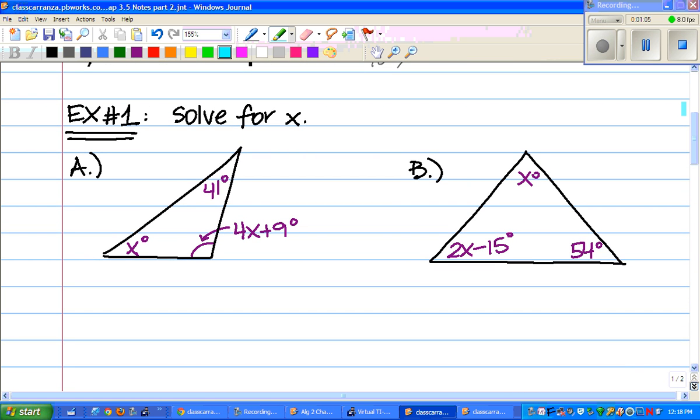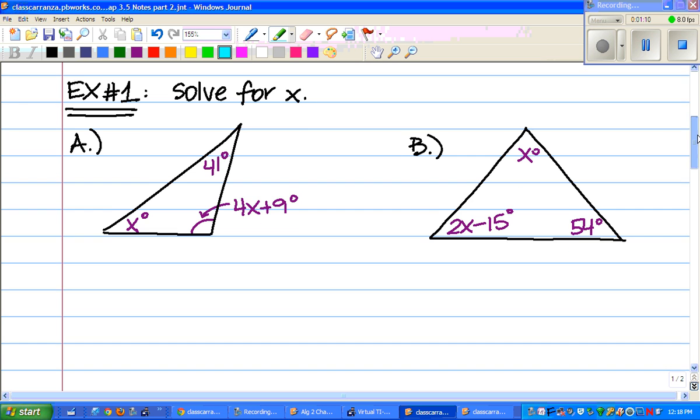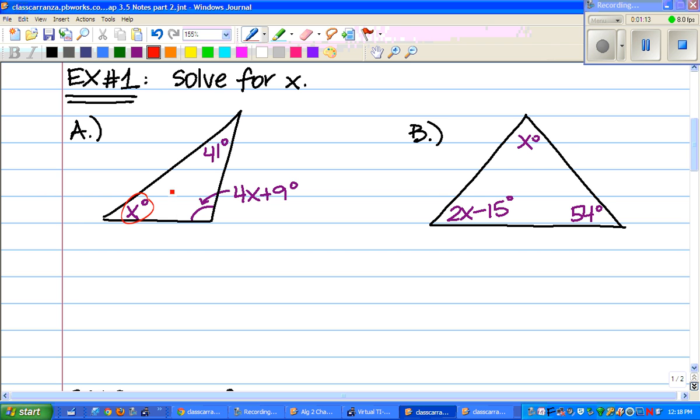Now, the first one says solve for x. So what we need to do is we're going to take all those three angles, the x, 4x plus 9, and 41, those all equal 180 degrees. So 4x plus 9 plus x plus 41 all equal 180 degrees. So I want to combine my like terms, where we get 5x plus 50 equals 180.